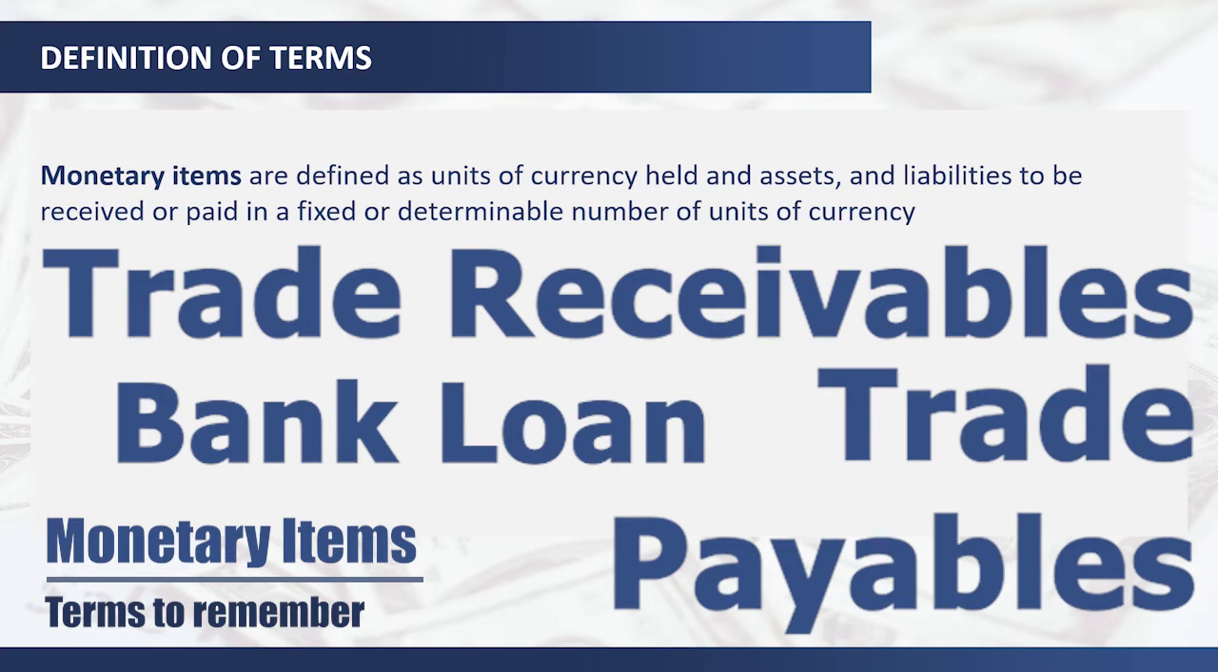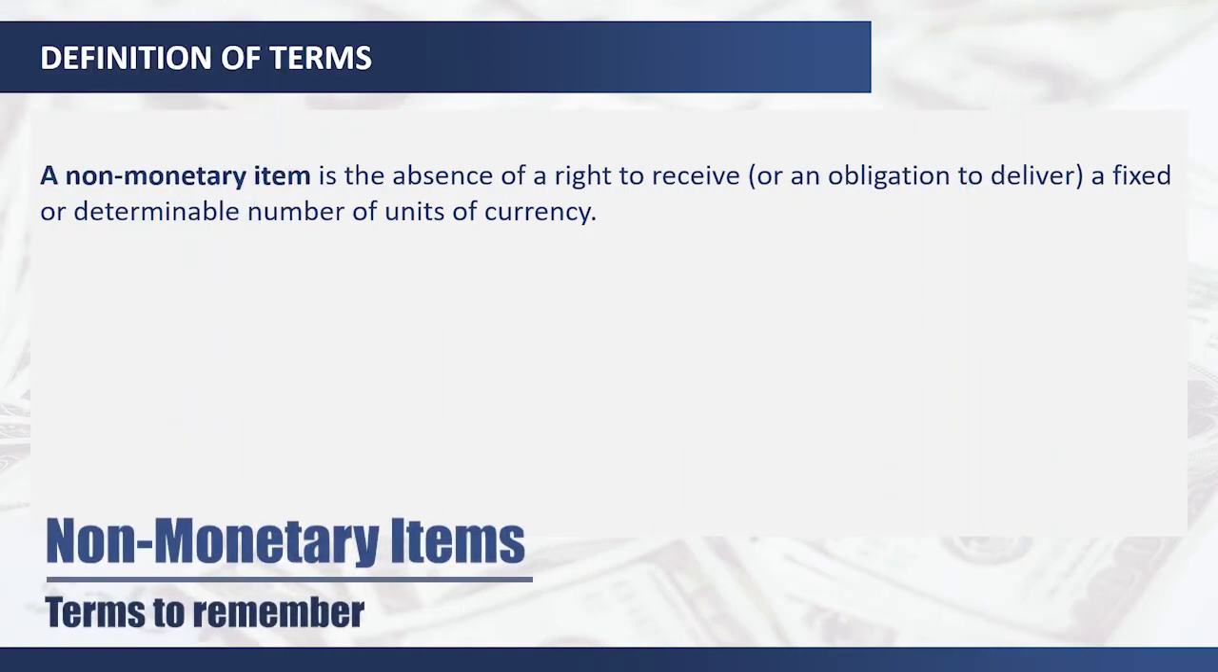The settlement of these items are determined in a fixed or determinable amount of currency, or more practically speaking, in a specific or determinable amount of cash. A non-monetary item, on the other hand, is the absence of a right to receive or the absence of an obligation to deliver a fixed or determinable number of units of currency.